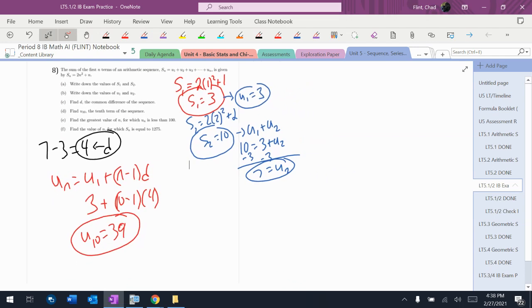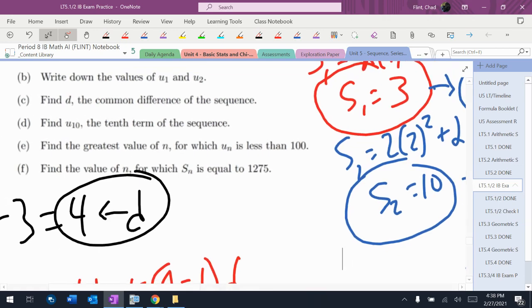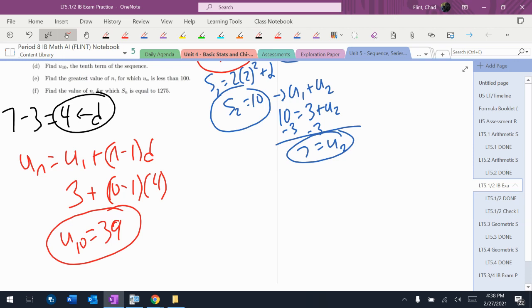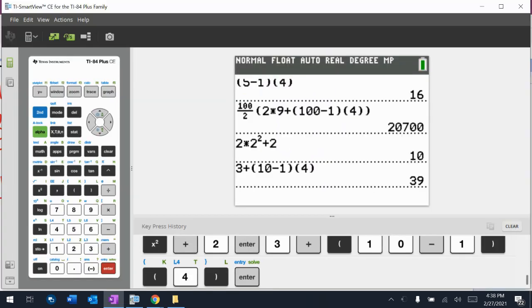Find the greatest value of n for which Un is less than 100. So now you got to pay attention because usually it does this with sums, but it wants to know Un. So I could do it different ways to find when the term is less than 100. I'm going to write the general form of this. So it's going to be 3 plus n minus 1 times 4. That's how I find the term. And then I plug in n. And then I'm going to let the calculator figure this out for me.